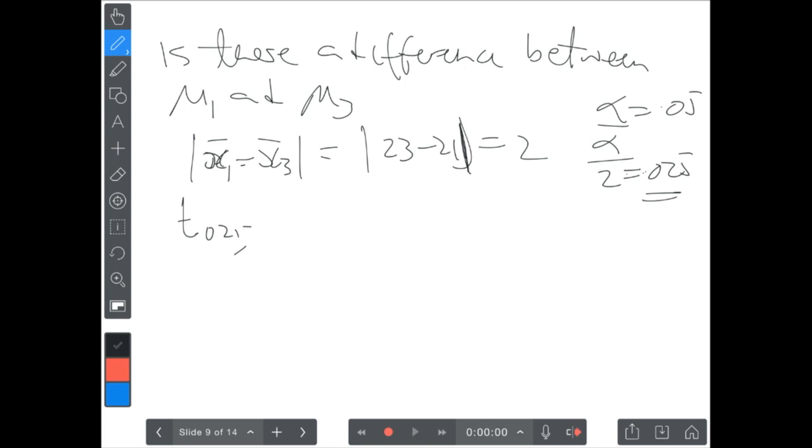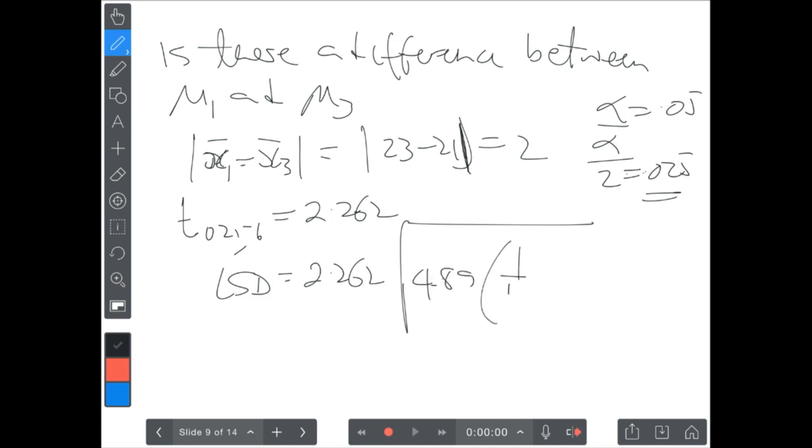So that 0.025 with the degrees of freedom, I need to look at the t distribution to find a critical value. This is 0.025 with 6 degrees of freedom, which gives us a critical value of 2.262. So now we find LSD, which is 2.262 times the square root of MSE, which we already found, 4.89, times 1 over 4 plus 1 over 4. And it turns out that value is 3.54.